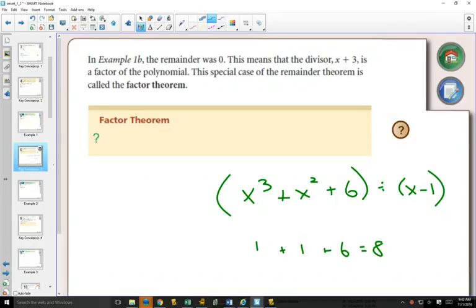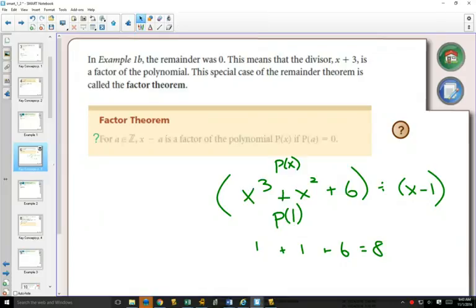So the remainder theorem says if this is my polynomial p of x, and I'm dividing by x minus 1, I switch the sign, plug in p of 1, and whatever number I get is my remainder. Now, the factor theorem basically says the same thing as the remainder theorem, just more specific. If whatever you plug in happens to equal 0, then you know, since the remainder is 0, that must be a factor.